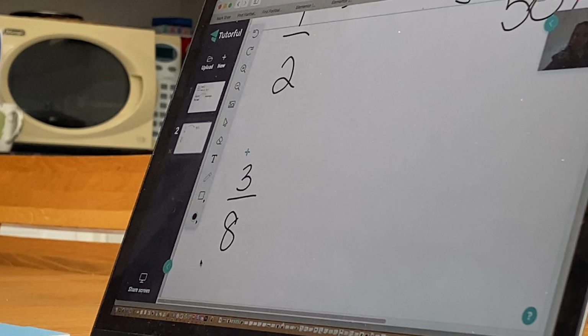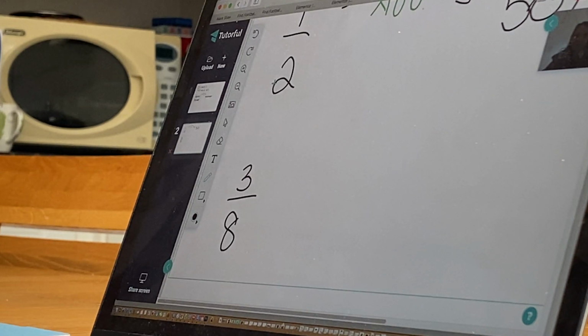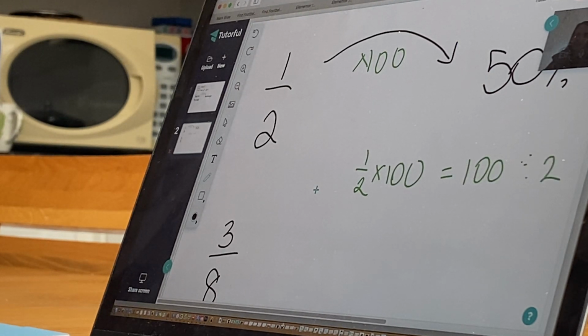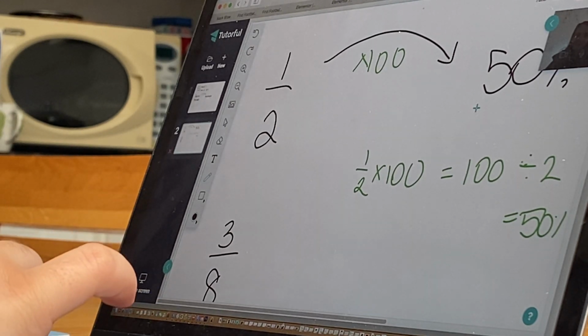So if we go to our example here, we multiply by 100 as well. Now if we actually look at how we do that, we do half multiplied by 100. And remember that multiplying something by a half is the same as dividing it by 2. So it's the same as 100 divided by 2, which is 50%. Now, if I want to find 3/8 as a percentage, what do I do?